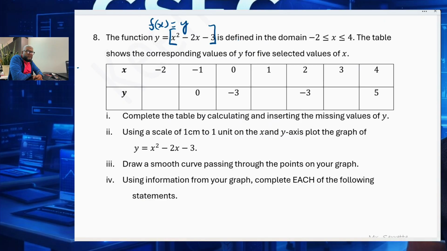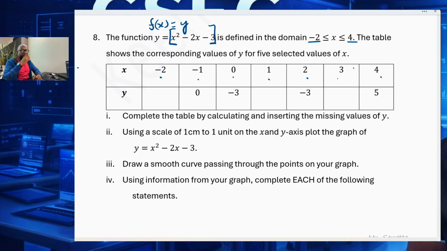Now they said that this function is defined by the domain. So the function y equals x squared minus 2x minus 3 is defined by domain -2 less than or equal to x less than or equal to 4. So this simply means that for all my x values, I'm starting at -2 and I'm going straight to 4. Okay? So you'll see all the values here: -2, -1, 0, 1, 2, 3, 4. Everybody good there?